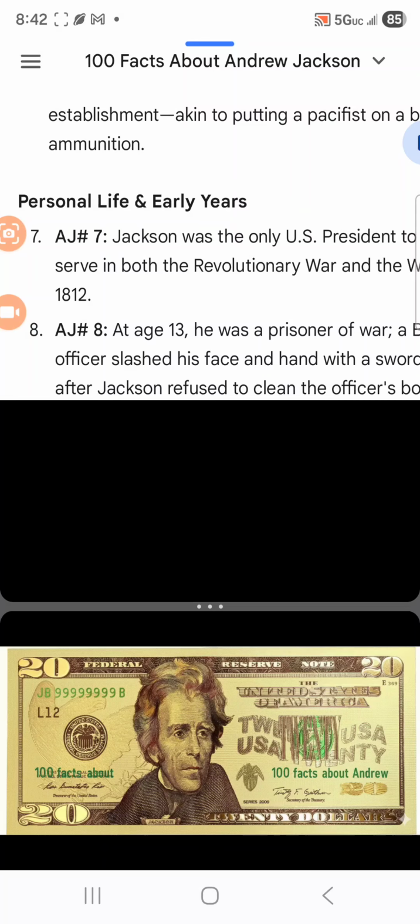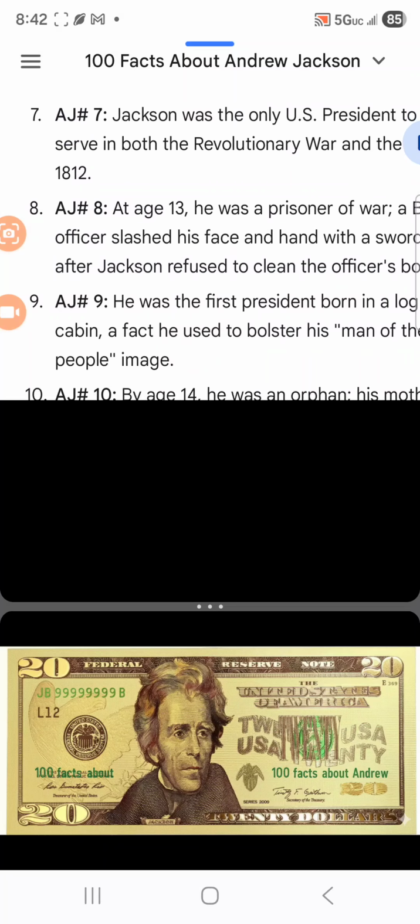AJ number 7. Jackson was the only U.S. president to serve in both the Revolutionary War and the War of 1812. AJ number 8. At age 13, he was a prisoner of war. A British officer slashed his face and hand with a sword after Jackson refused to clean the officer's boots. Yeah, Jackson was the original Scarface when it came to that.